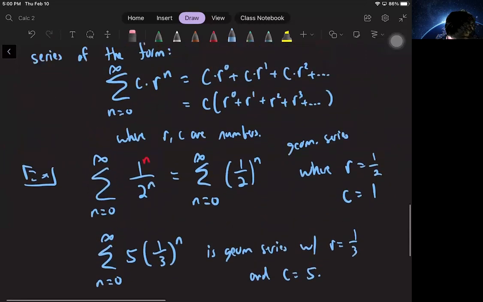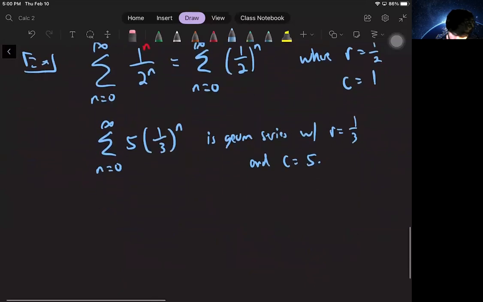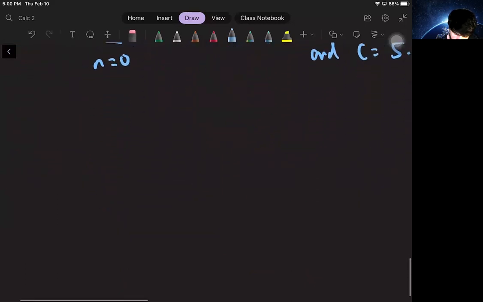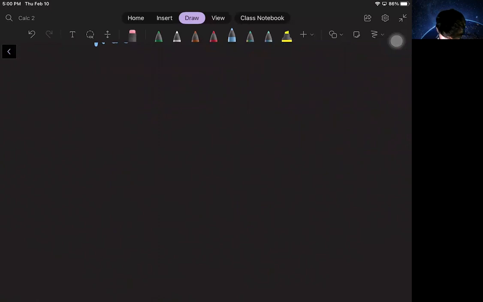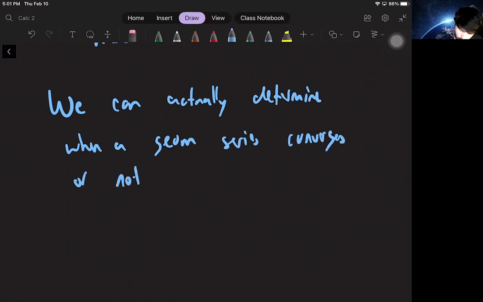So these series are especially nice. We can figure out exactly when they converge and when they diverge. You can't just do that for any series you think of. So the point of classifying them is, maybe if I just limit my scope to just a couple series, maybe I can figure out those ones. And that's exactly what we can do here. So we can actually determine when a geometric series converges or not. It turns out to be pretty simple.